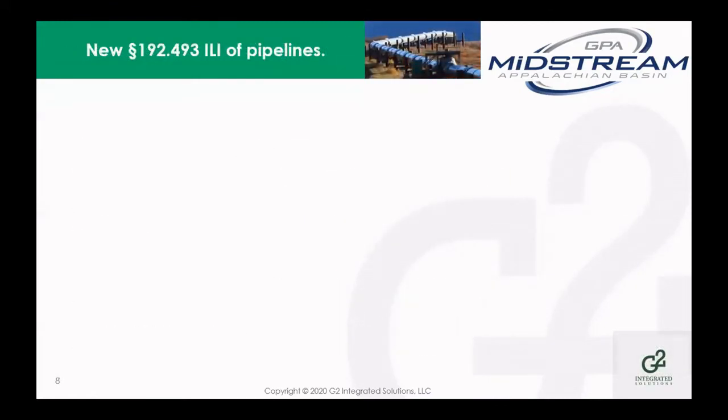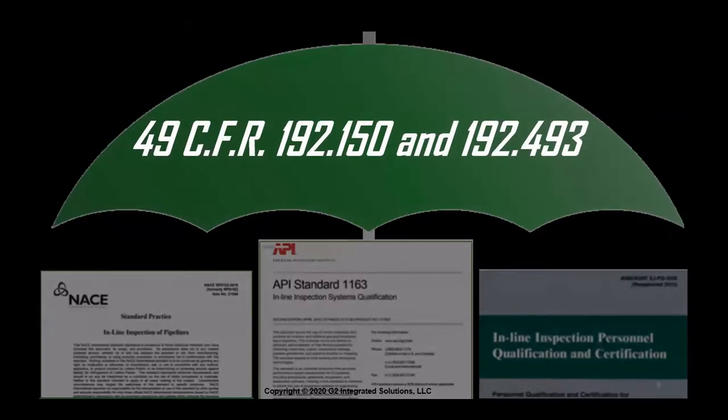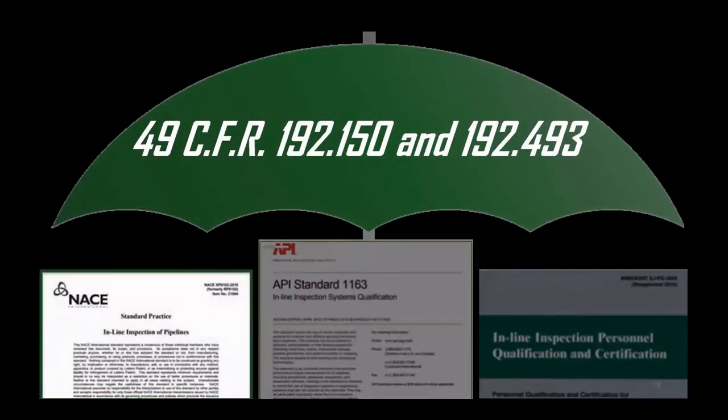192.493 means that when conducting inline inspection of a gas pipeline, you now must comply with the requirements and recommendations of three documents. The first one is NACE Standard Practice. We just talked a little bit about this, and this applies to new construction or planning for inline inspection survey.